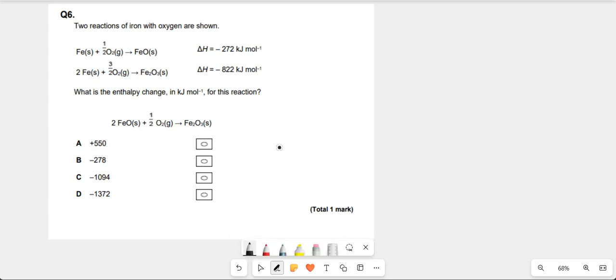This one fools people a little bit, but it's easy. So let's look at these questions. Fe plus half O2, whatever. I'm trying to make 2FeO, so what I need to do is I actually need to times the top reaction by 2.